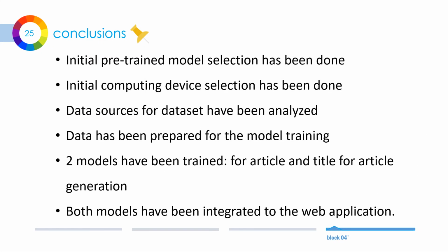So we decided to have some conclusions, and they are: initial pre-trained model selection has been done, initial computing device selection has been done, data sources for the dataset have been analyzed, data has been prepared for the model training, 2 models have been trained for article and title generation, and both models have been integrated into the web application.